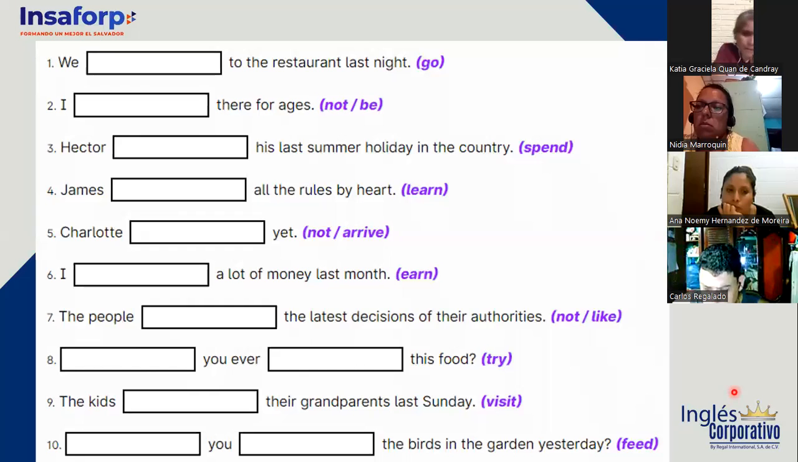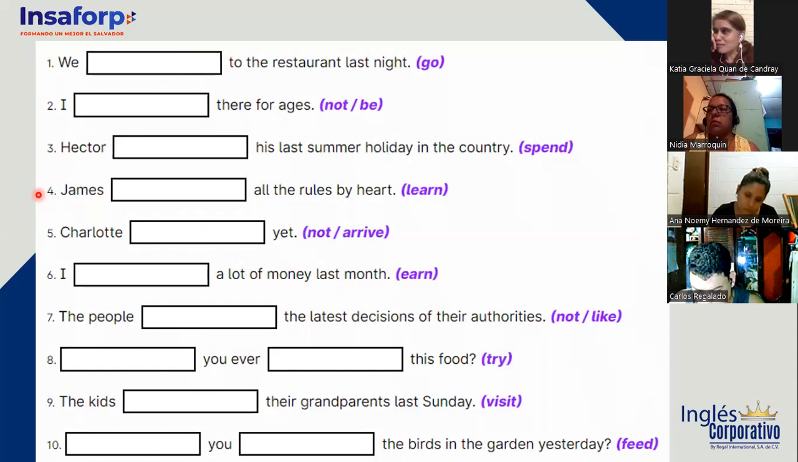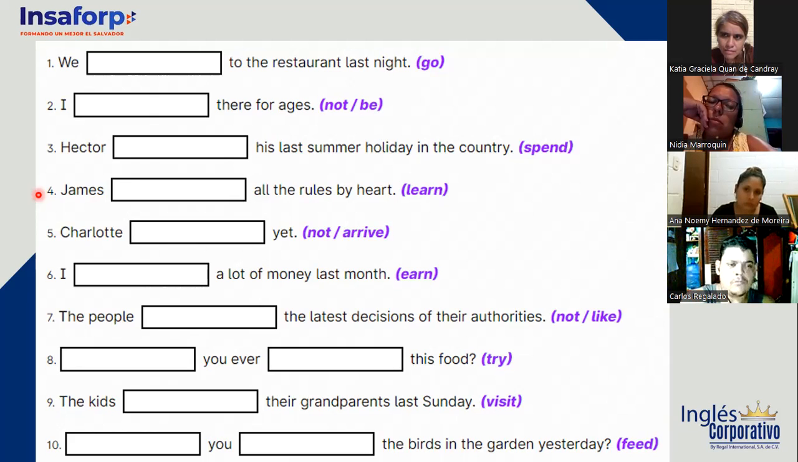Now, Arabin, are you there? Yes, teacher. All right, go ahead and help me with number four. James learned all the rules by heart. So what do we do with the verb learn? I just put it in simple past. And why do you think it should be in past? Because I'm translating it in my mind and it seems better to me in simple past than in present simple or present perfect.